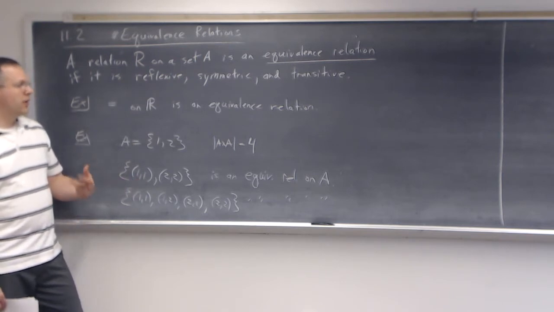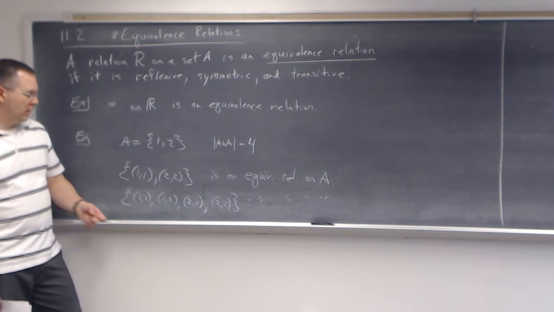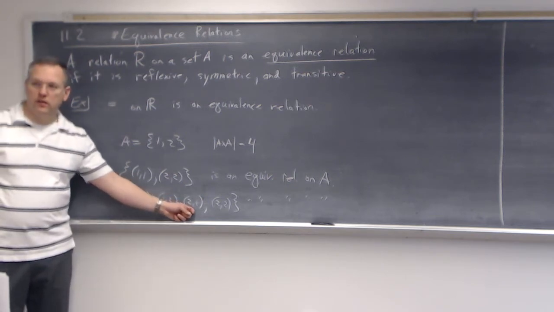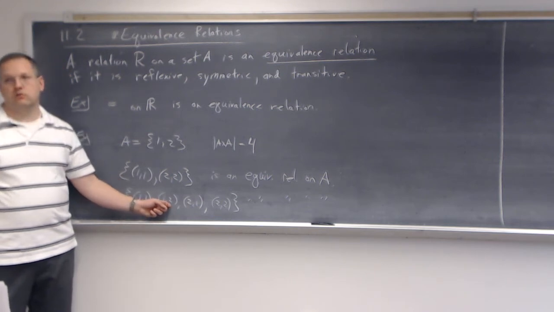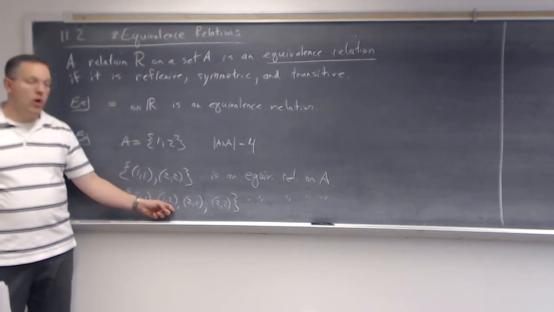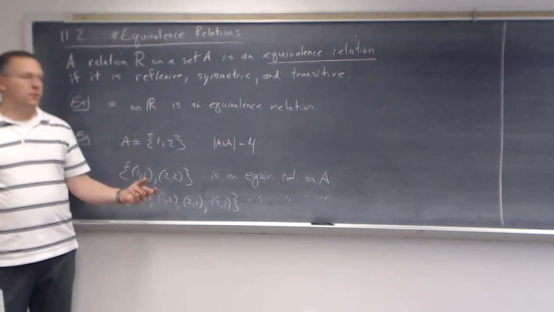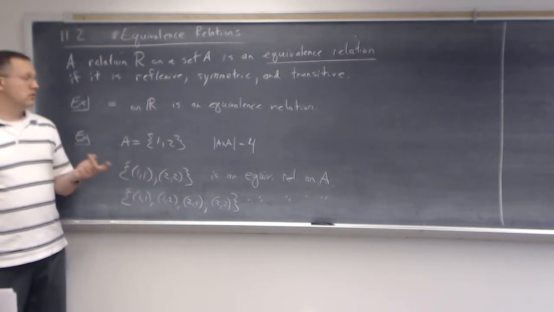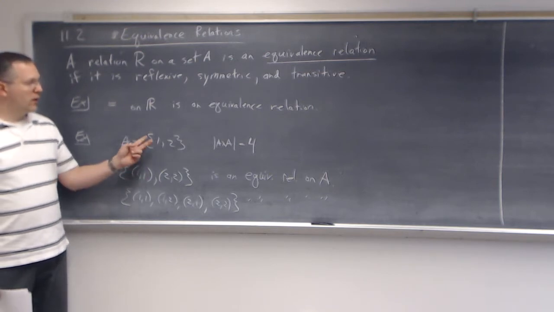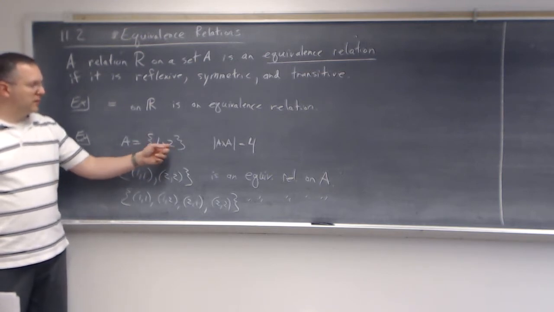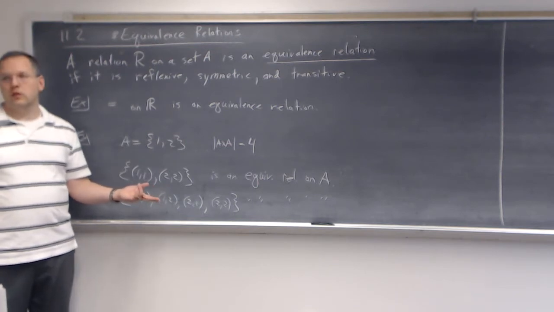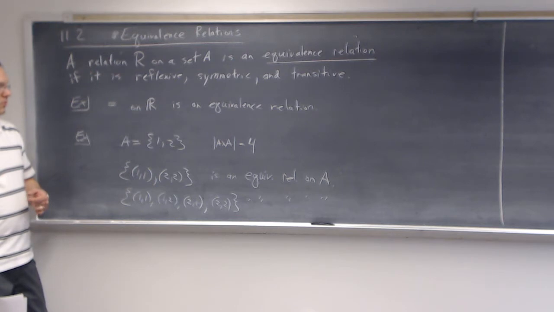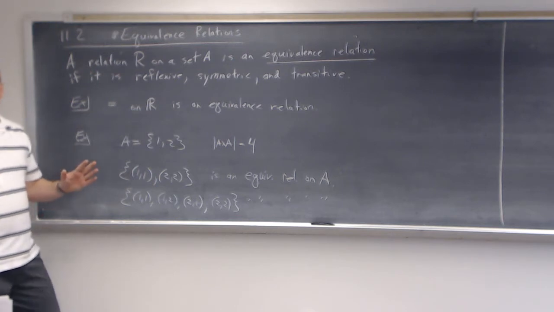If I added a third point, well, if I add this point without adding this point, it won't be symmetric, right? So if I add one more point, I've got to add both of these points. So that demonstrates these are the only two equivalence relations. In other words, if you start with a set with two elements, there are only going to be two equivalence relations on that set. Okay, any questions about that?